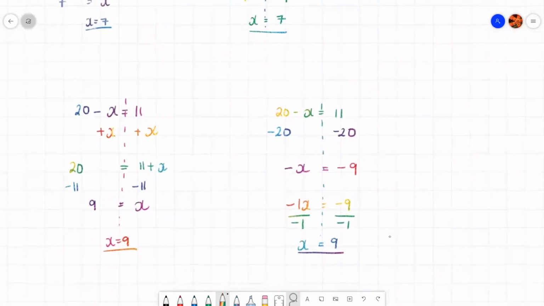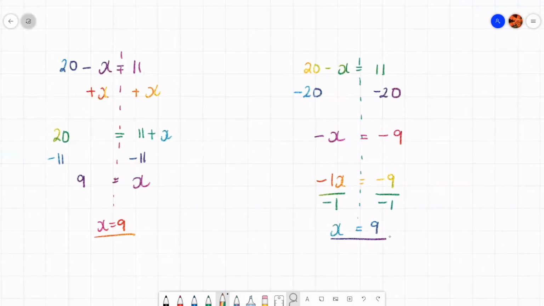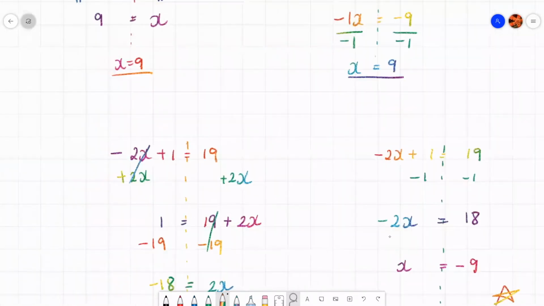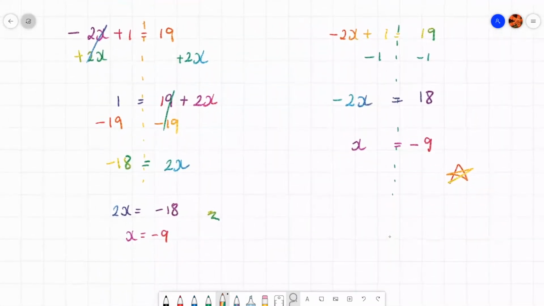It didn't matter when it was one step, because they're pretty much the same, aren't they? The same number of steps to answer the questions. But when you get to two-step equations, it is worth getting rid of the number first and not the x first, because look how complicated it can be when you get rid of the x first. So let's have a look at another one then.